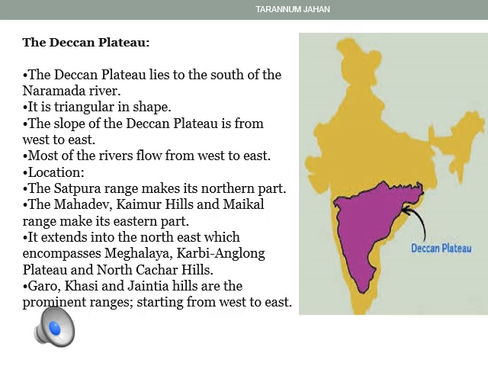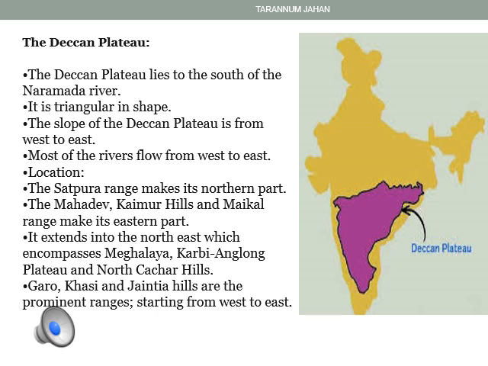Now just have a close look towards the map and see where the Deccan Plateaus are. The Deccan Plateau is a large plateau that covers most of South India. It is triangular in shape. The slope of the Deccan Plateau is from west to east. So most of the rivers flow from west to east. On the west of the plateau are the Western Ghats, and on the east of the plateau we have Eastern Ghats.